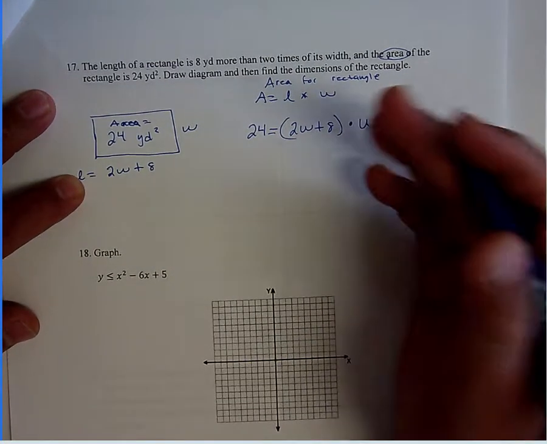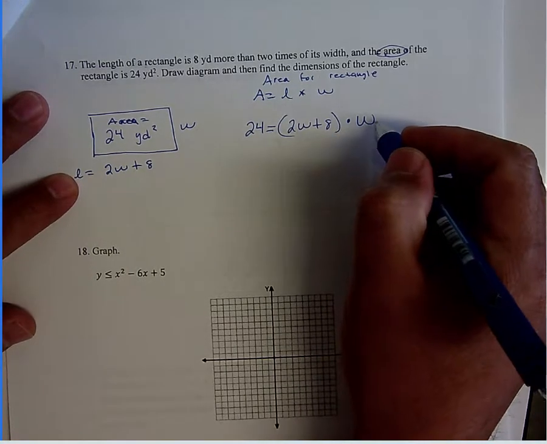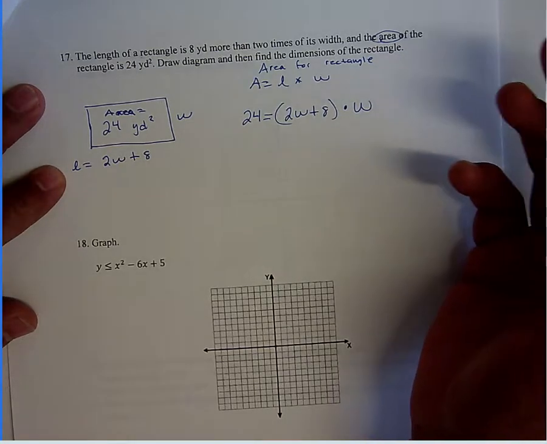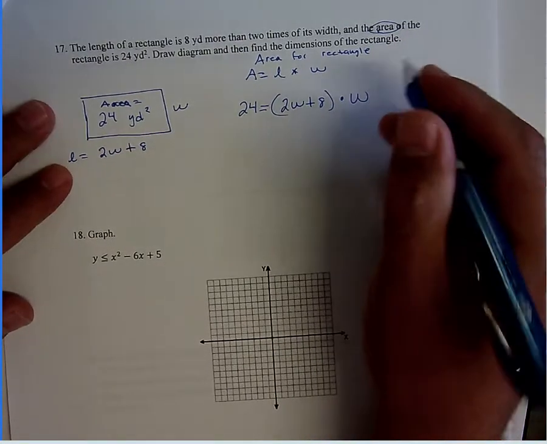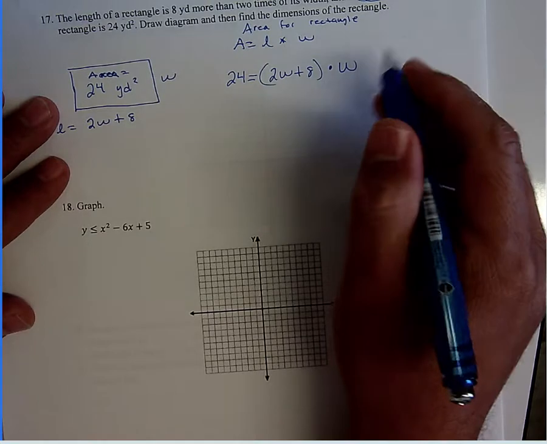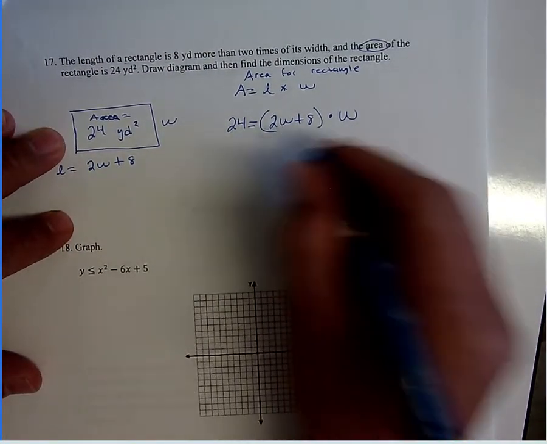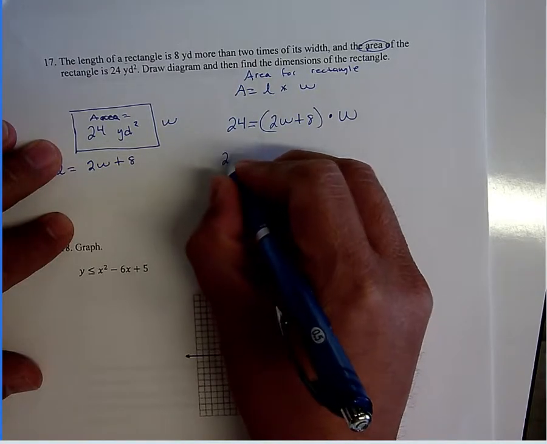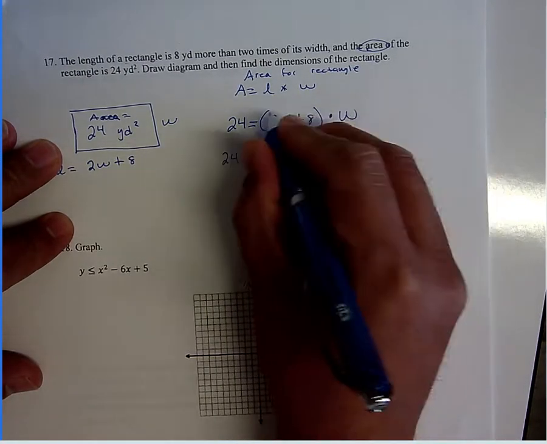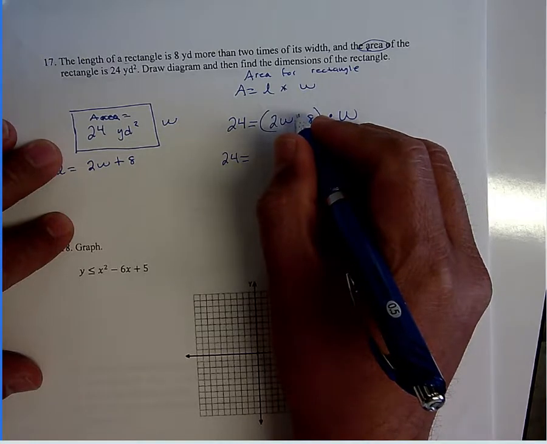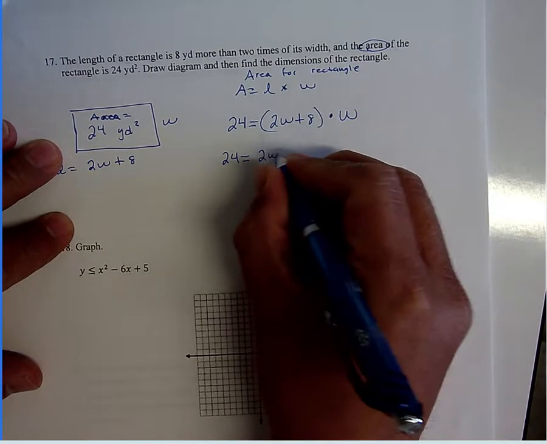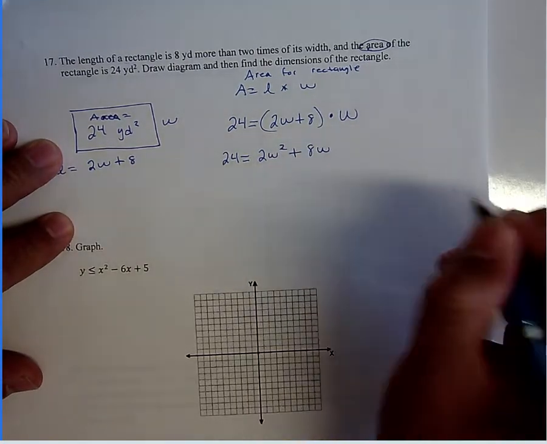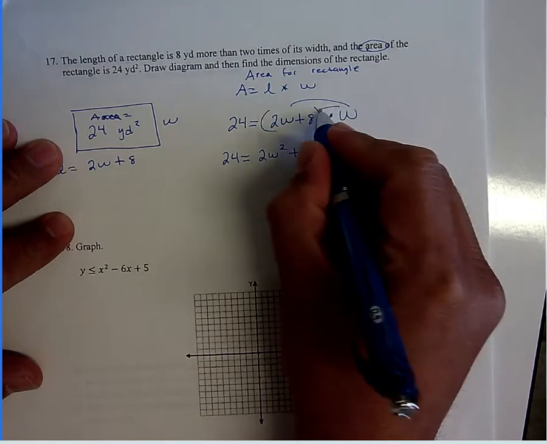And now we can solve for W because we have one variable. Before we use the L, we're going to have 2 variables. We can't solve. We have 2 unknowns. But with 1 unknown, we can. So here you would do 24. You would distribute this. So you would have 2W squared plus 8W, right? That's what we have. I just distribute.